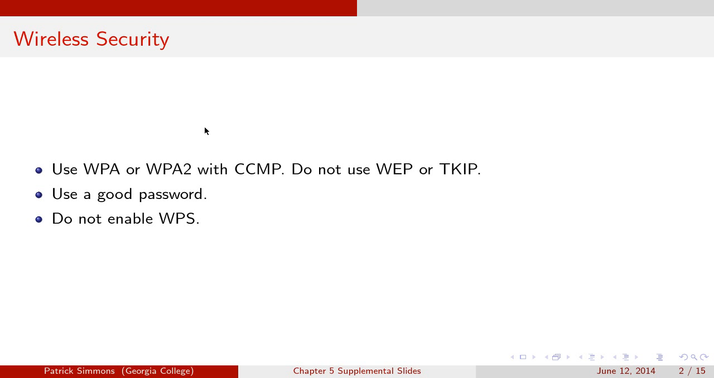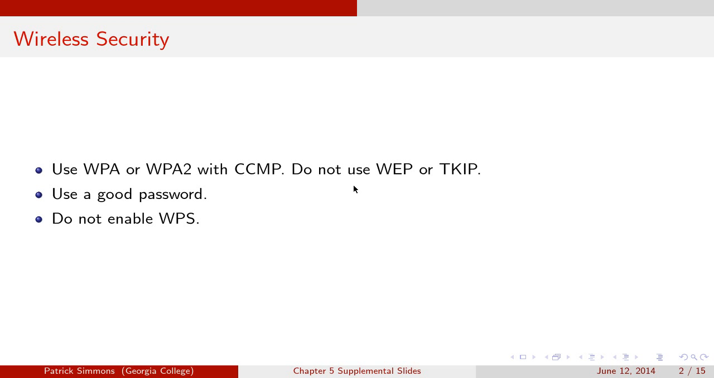To do that, you should make sure that you have WPA or WPA2 enabled with CCMP or AES. CCMP and AES are the same thing. Some routers call it CCMP, some routers call it AES. Do not use WEP or TKIP with the wireless router. Those are both insecure. You want to make sure that you use a good password for your wireless router. Now, using a good password is something that you should do for pretty much anything.